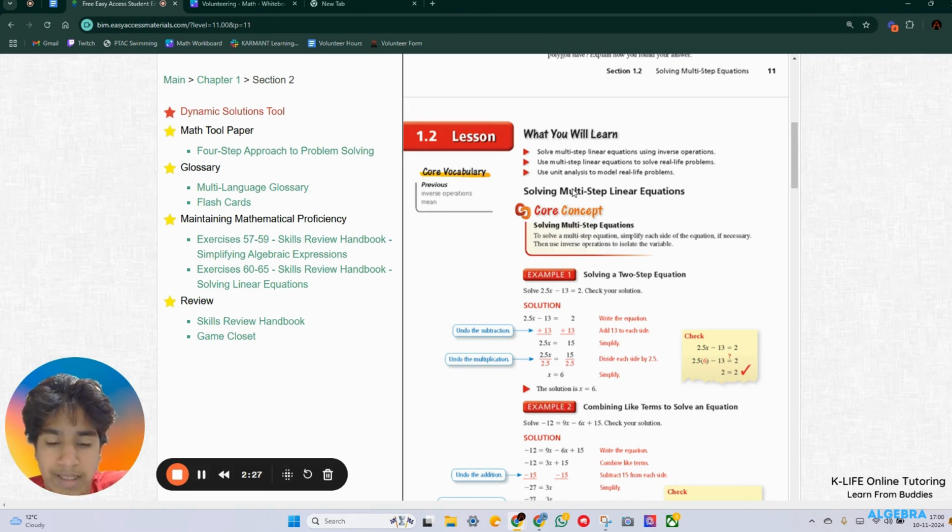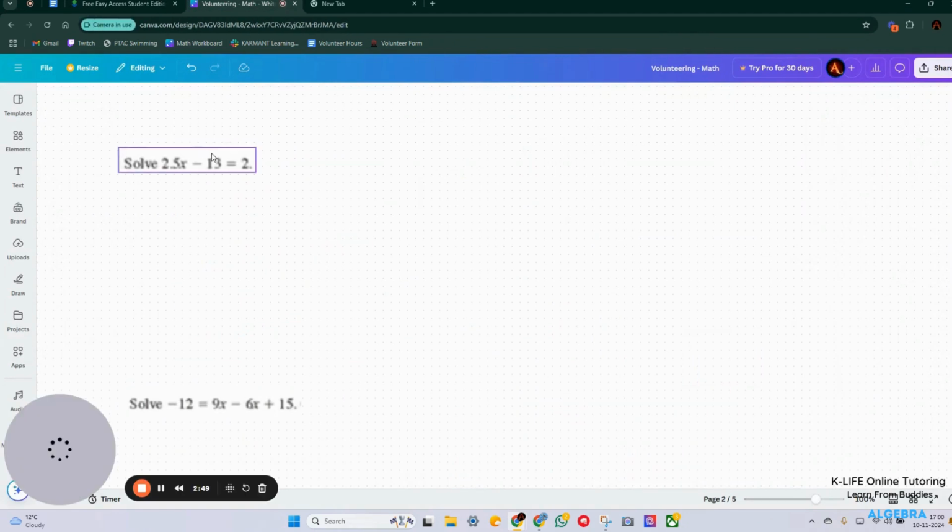Multi-step doesn't mean just two or three steps, but there's not just one. In the last lesson we did one or two steps. Today it's going to be two, maybe three, maybe four. Sometimes there are more than that, but for today I think it's only two or three, max.